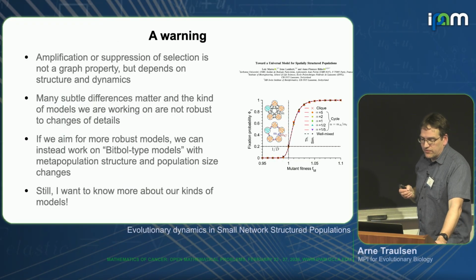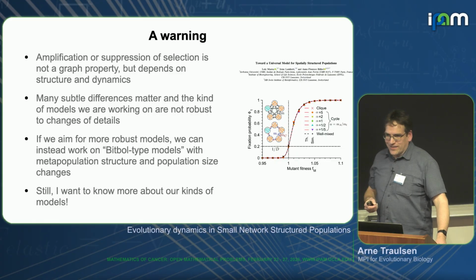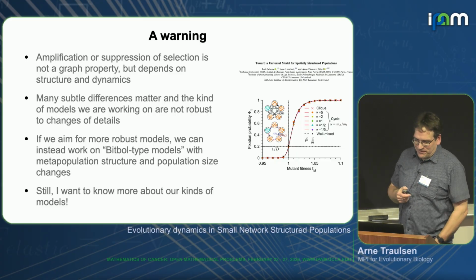So amplification or suppression of selection is not a graph property, but it really depends on structure and dynamics. And many of these subtle differences really matter, and the kind of models we are working with are not robust to these changes in detail. So this is why Dominic is wiser and chooses to work on the contact process.